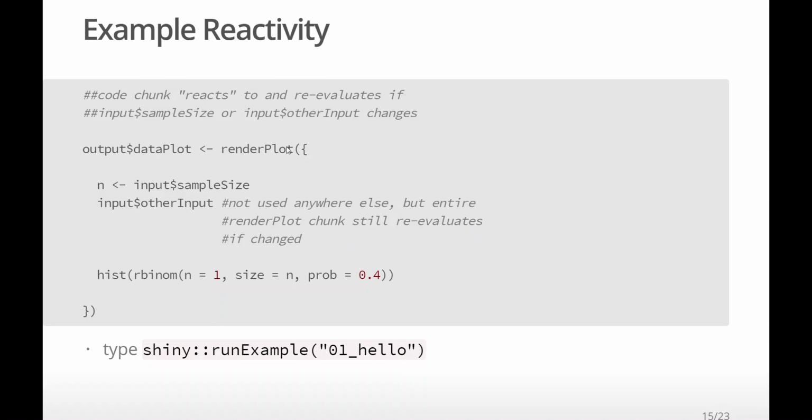So here is our render plot function, and this thing creates what we call a reactive context. Within here, it's perfectly reasonable to reference things from our UI. And so we can see here, we're going to reference the sample size widget and the other input widget. So anytime those two things change, this chunk of code here is going to actually reevaluate.